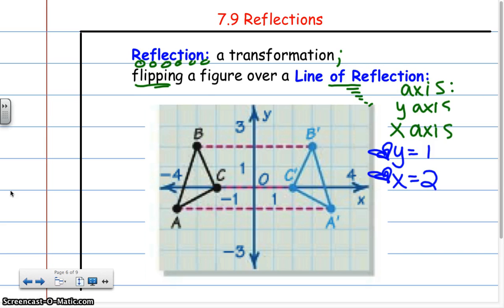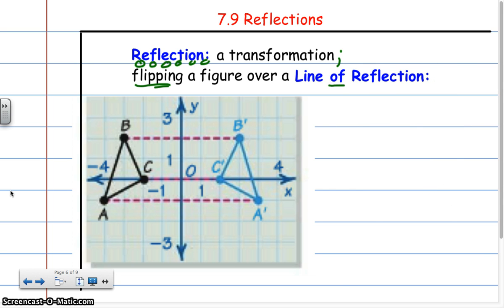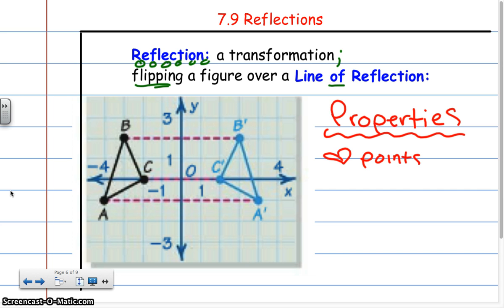Some properties that I want you to notice. We're just going to make a little subheading here: Properties of line of reflection. Well, our first property is points are, it's called equidistant. When I say equidistant, it means they're equally as far away. So points are equidistant from the line of reflection.